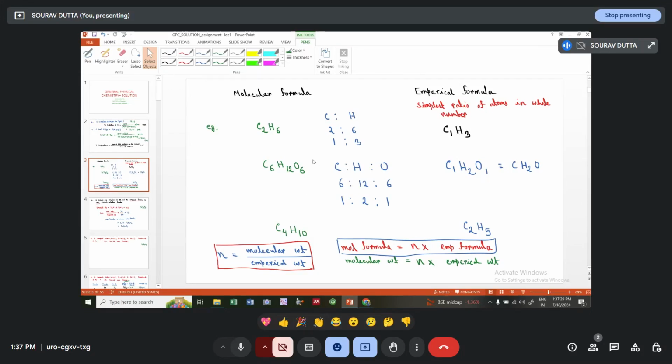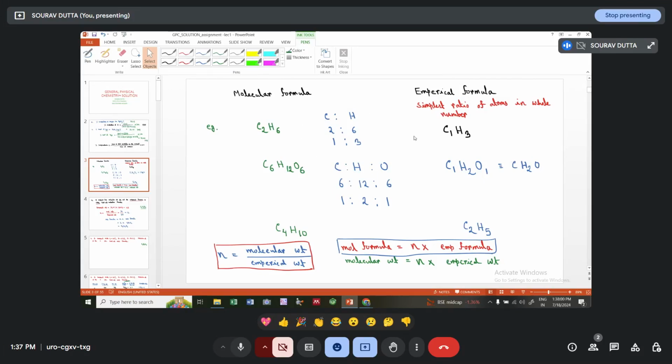Similarly in the case of glucose, C6H12O6, the atom ratio of carbon, hydrogen and oxygen is 6, there are 12 hydrogen and 6 oxygen. So 6:12:6. The simplest ratio will be 1:2:1. So the empirical formula will be 1 carbon, 2 hydrogen and 1 oxygen, CH2O. This is the empirical formula.